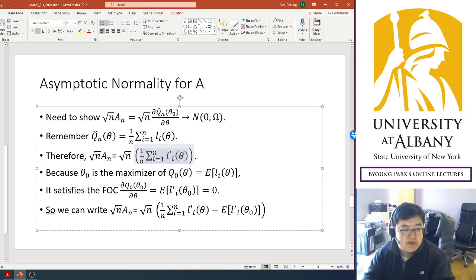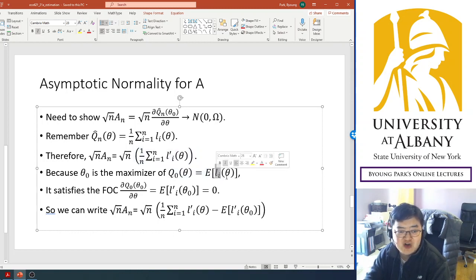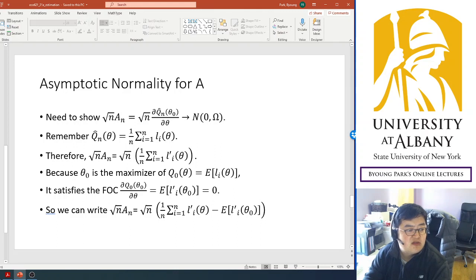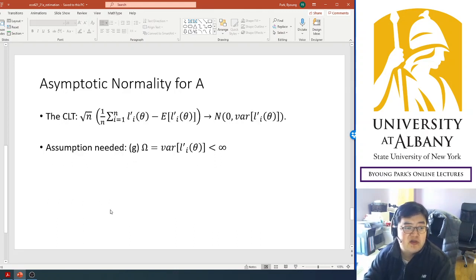Because the criterion function is the expected value of the L function, log likelihood type function, its derivative satisfies the first order condition at theta 0. So it is 0, so you can simply add a 0, subtract 0. So this part has been easily equipped. Then you can apply the central limit theorem. Central limit theorem is square root n times the difference between sample mean and population mean converges in distribution to a normal distribution with variance of this.